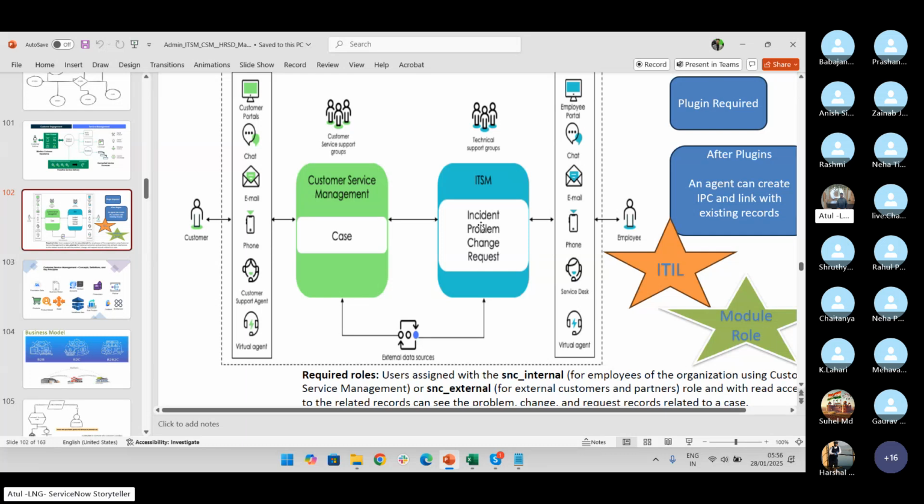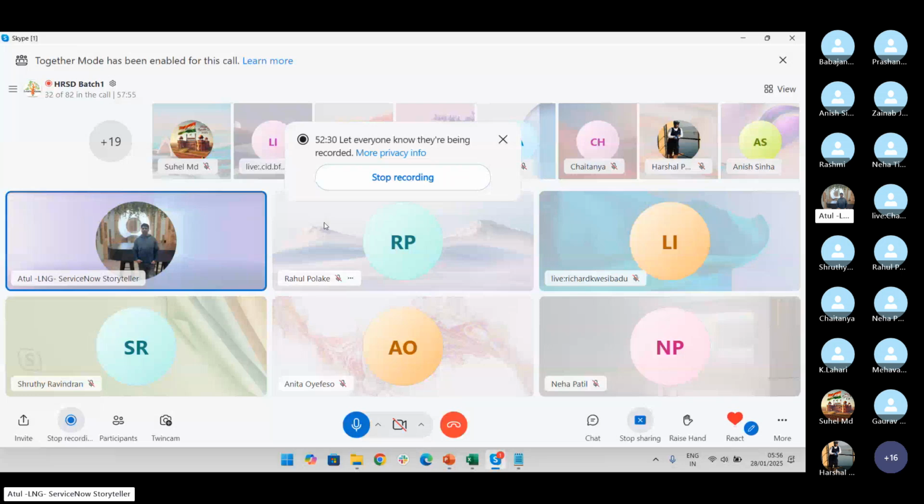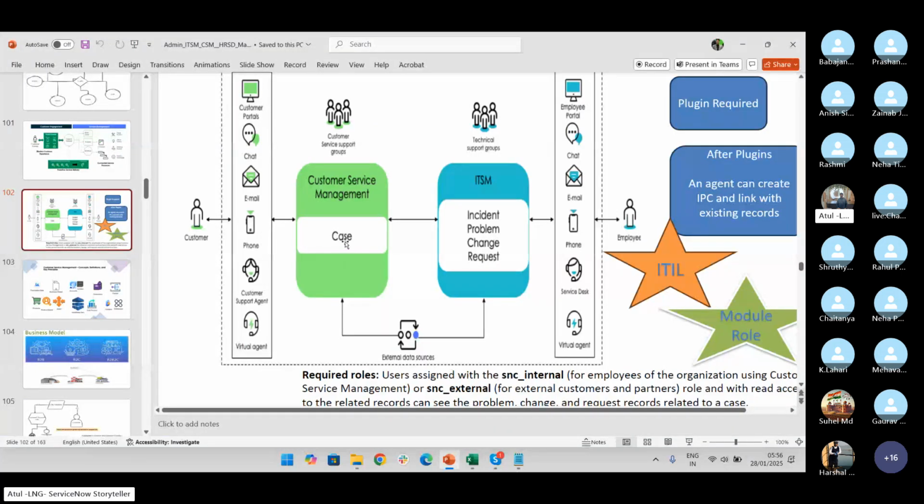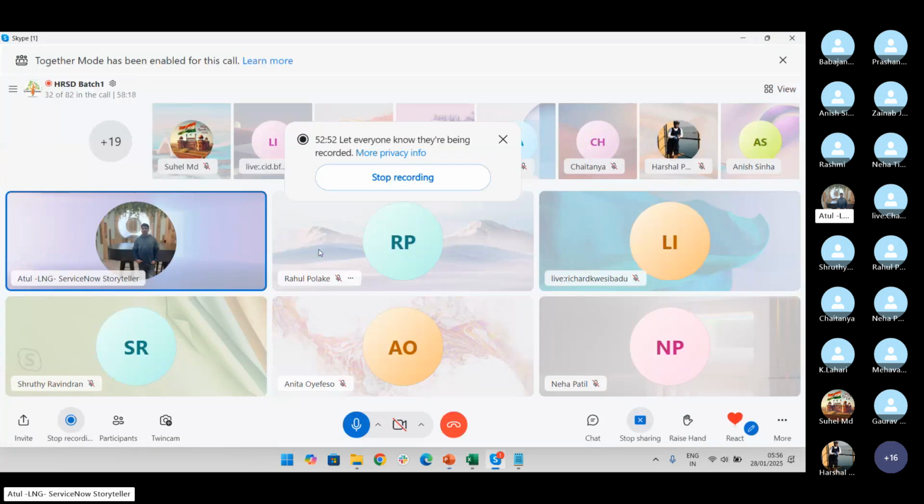Because you are not an IT person, not from the IT domain, to make it easy they call it a case. Our parents don't know about incident, change or problem. What they say is, this complaint number has been given. That's all. That is called a case here. So this term case will exist in HRSD as well. Go ahead, Anish.